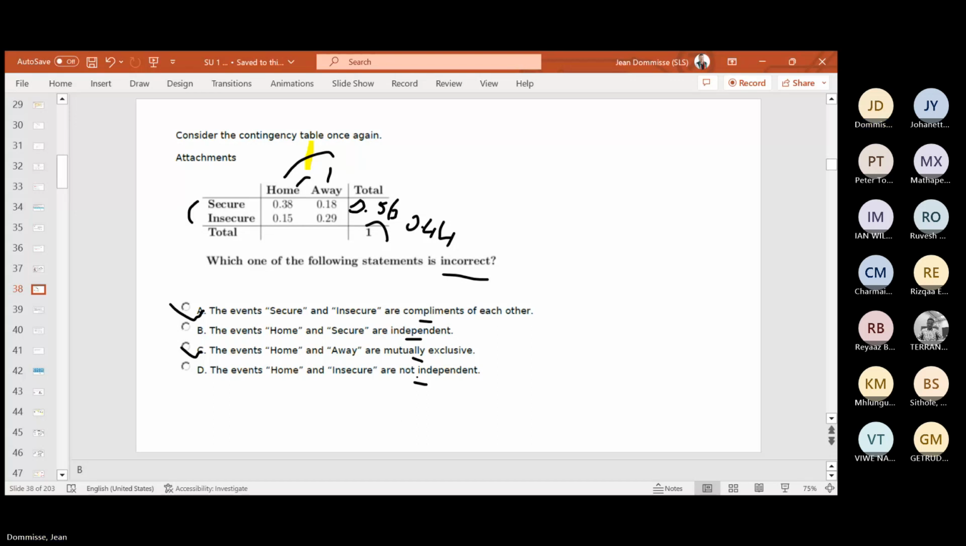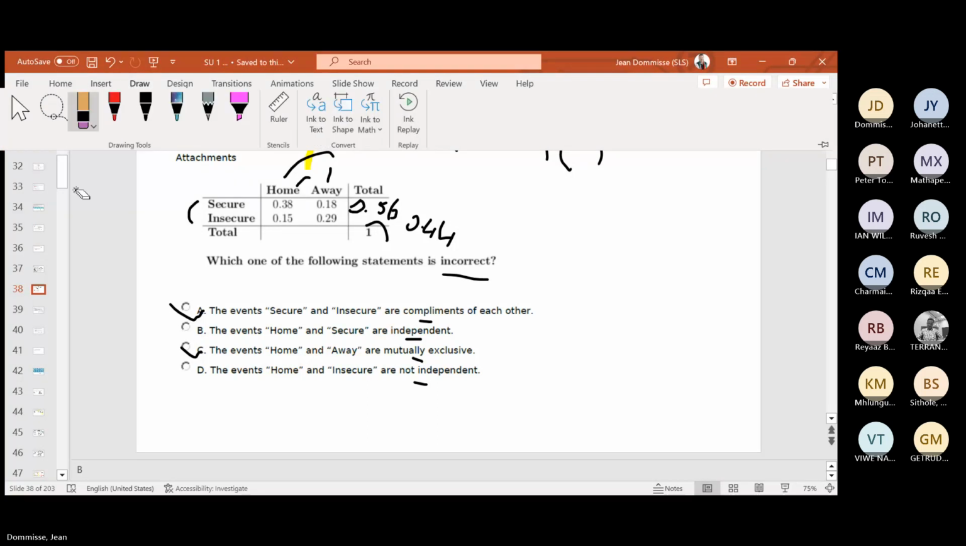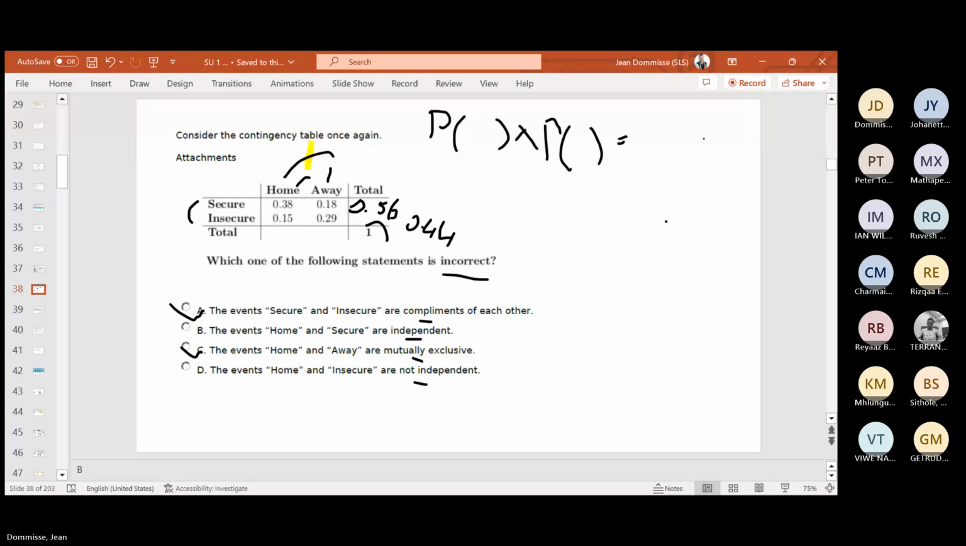If I can remember, how do we work out dependent and independent? What was it? The probability of one times the probability of the other one is equal to the probability of the and. Okay, let's just do that over. Hopefully that looks a bit better.